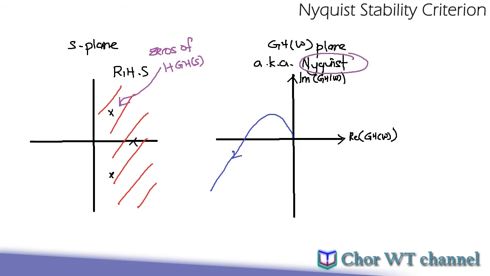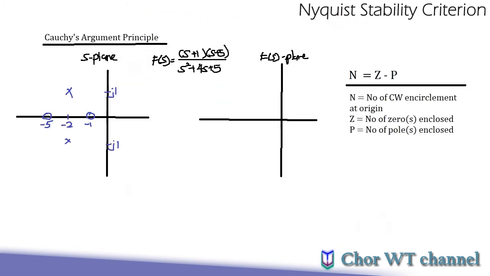Because the Nyquist plot is the polar plot of the imaginary part of G(jω)H(jω) versus the real part of G(jω)H(jω). Based on this plot, we have to determine whether the system is stable or not. To be able to achieve this, we will need to use the Cauchy argument principle. Basically, it is talking about the mapping.